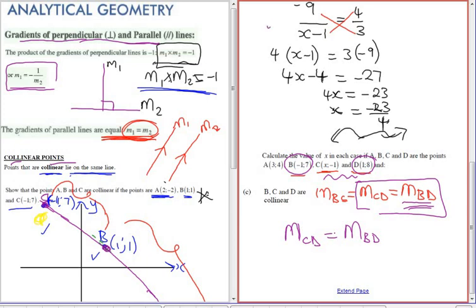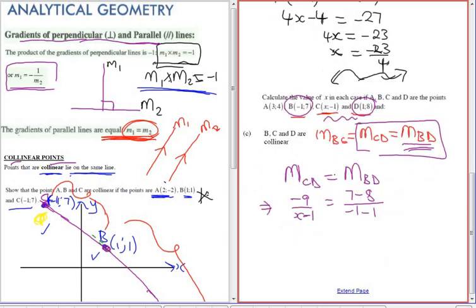Are you still seeing it over here? I'm looking at it over there. It's negative 9 over x minus 1. Or you can start calculating it. Really, the points are there. And calculating the gradient of BD is going to be simple because you have to say 7 minus 8. I'm using the coordinates. And we have to divide by x2 minus x1, which is just this. So at this point, we are ready to simplify.